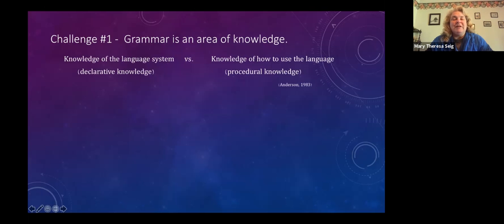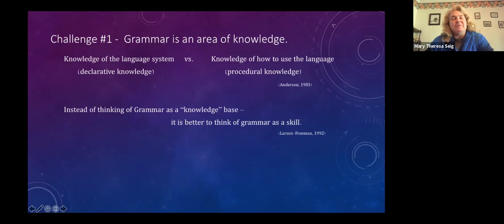If any of you have ever studied a language and talked to a native speaker who is your teacher and said, so why is this verb irregular? Or why does this sentence have to be said this way? And the native speaker said something like, I don't know, but it just sounds right, right? This is procedural knowledge. They have knowledge of how to use the language, but they don't have the declarative knowledge. Actually, non-native speaker teachers often have better declarative knowledge of the language because they've taken a great deal more time to study it.